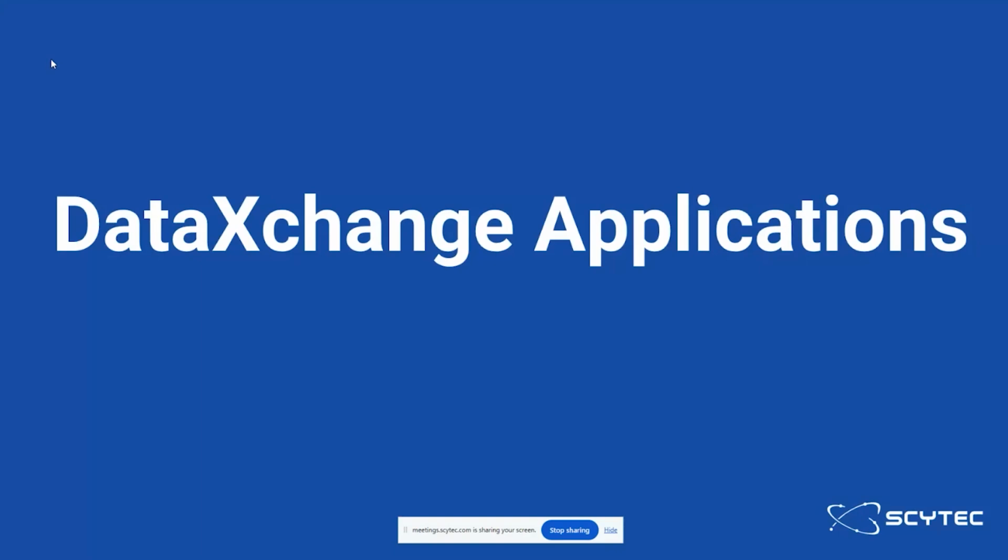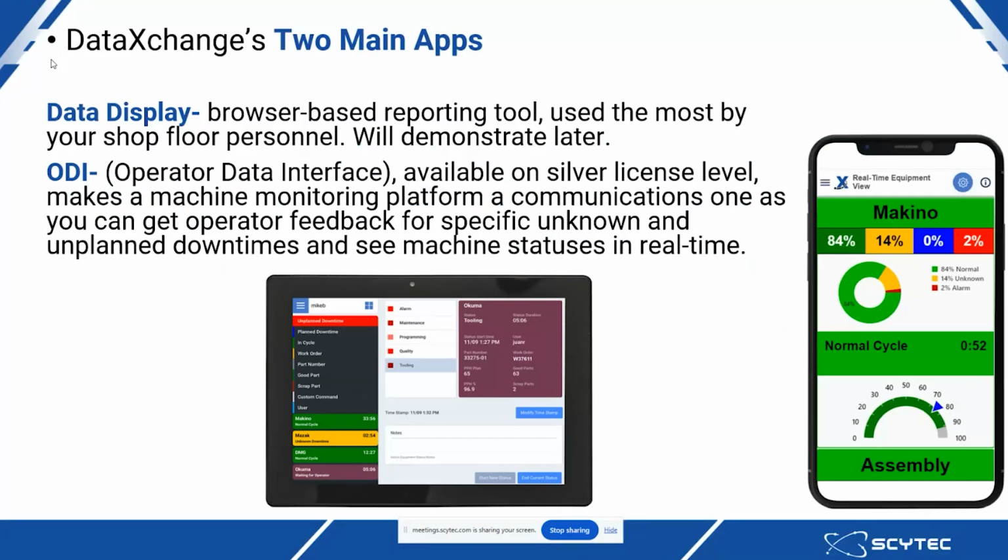Next up, I'm going to go over the different DataXchange applications. So we have two main DataXchange applications. The first being data display, which you can see over there on the right side in that phone screenshot. And data display is our browser-based reporting tool, and this is going to be used by most of your shop floor. And I'm going to do a demonstration of this later on in this webinar.